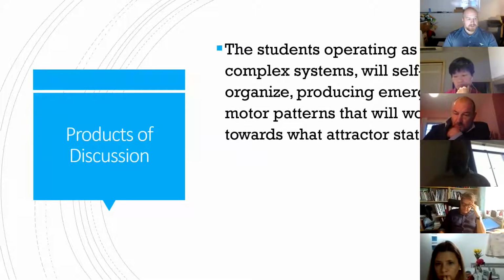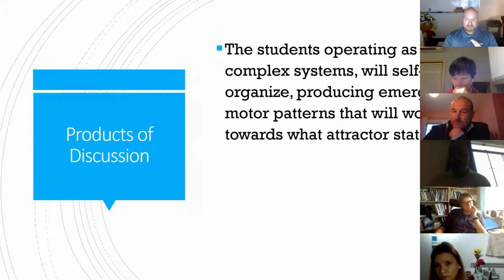The big concept that relates directly to this group is that students generally can be conceived as operating as complex adaptive systems. So over time, by themselves, even in isolation, interacting with their environment and the task and constraints inside themselves, we can see that they are going to self-organize and produce emergent behaviors or emergent motor patterns. And those emergent motor patterns will work towards what, in complexity theory, we call attractor states. These attractor states within motor patterns are going to tend to be more efficient motor patterns.